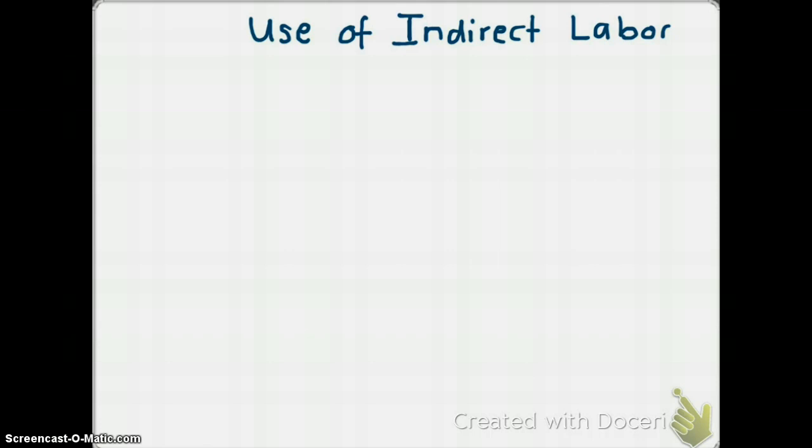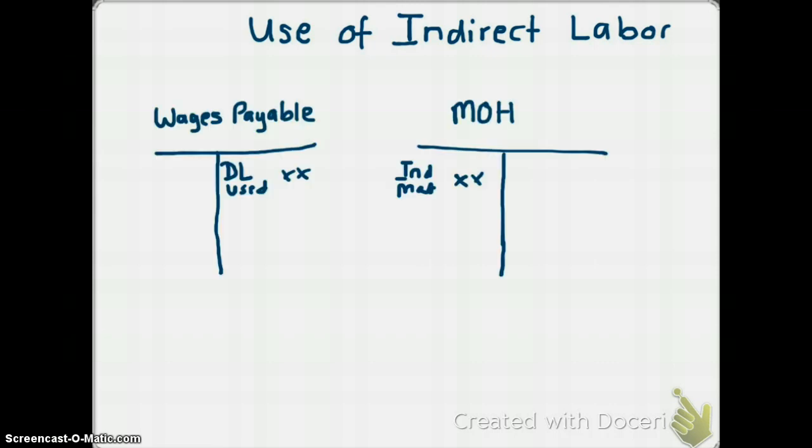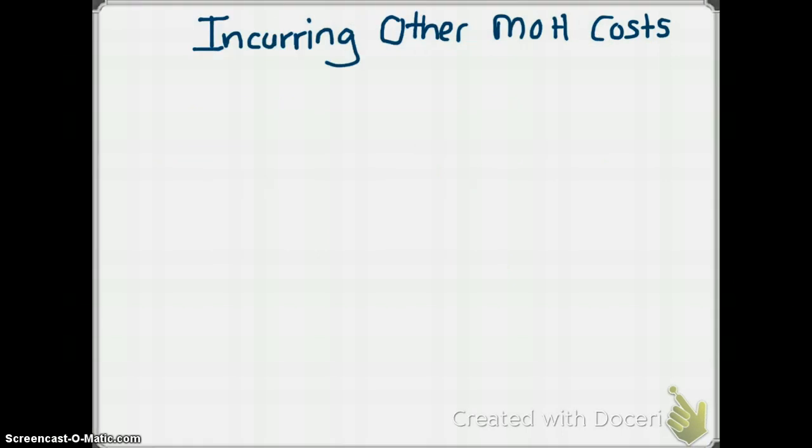Let's take a look at the use of indirect labor. Indirect labor is labor that is used in the factory, such as a plant manager's wages or a janitor's wages. It's still factory cost, however, it cannot be directly traced to the product. It is again a part of manufacturing overhead. The two accounts affected are manufacturing overhead and wages payable. You would debit your manufacturing overhead for the indirect labor and credit your wages payable for the indirect labor costs.